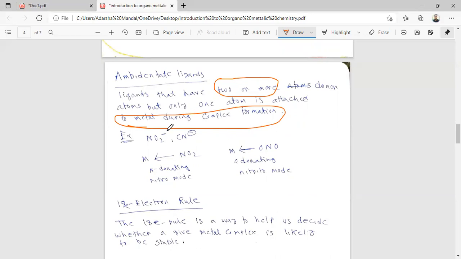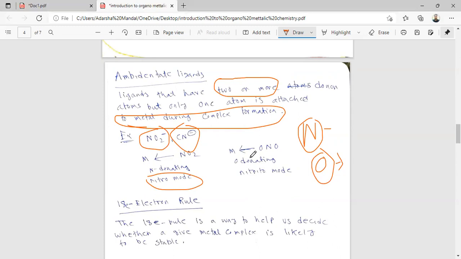Examples of this ambidentate ligand system are NO2 minus and CN minus. For NO2 minus, there are two donating sites, one is N and another one is O. So it can donate electrons to the metal center via N or via O. When it donates electron density via the N atom, it is nitrogen mode, and when it donates the electron via the O atom, it is oxygen mode. So this is the example of the ambidentate ligands.